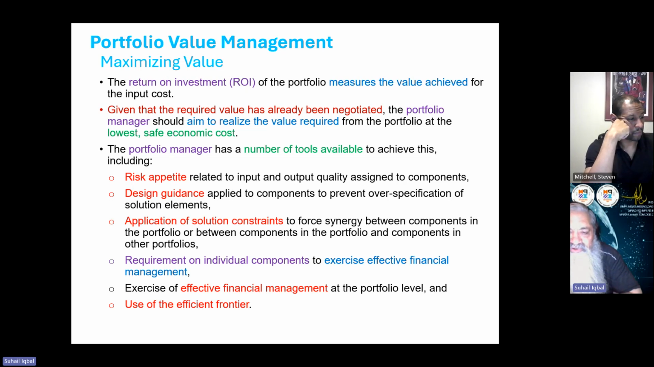Requirement on individual components to exercise effective financial management, and exercise of effective financial management at the portfolio level. So there are two levels. One is at the component level, where the financial management should be effective, as well as at the portfolio level. So financial management works both ways. And last but not the least is the use of the efficient frontier, the tool we talked about.